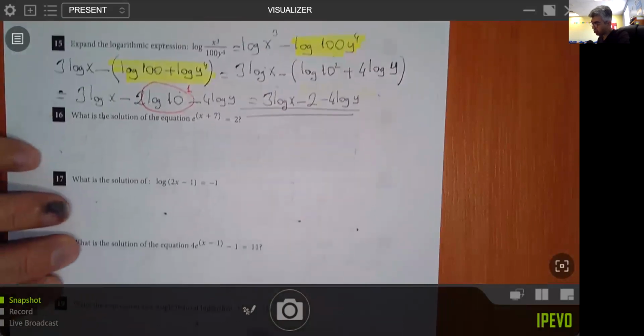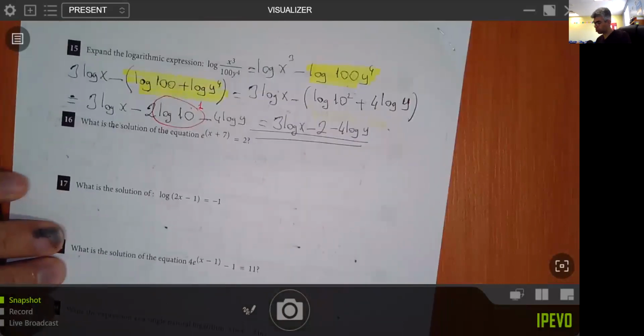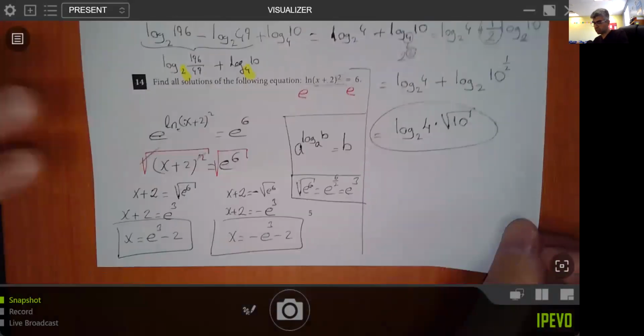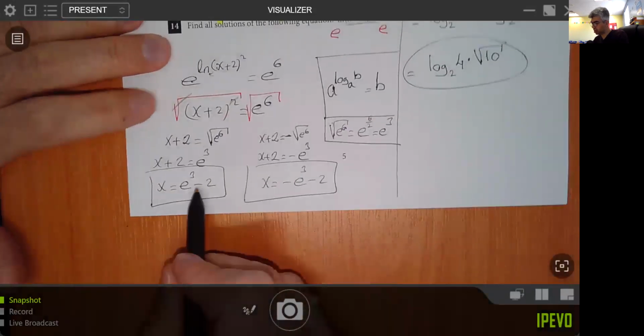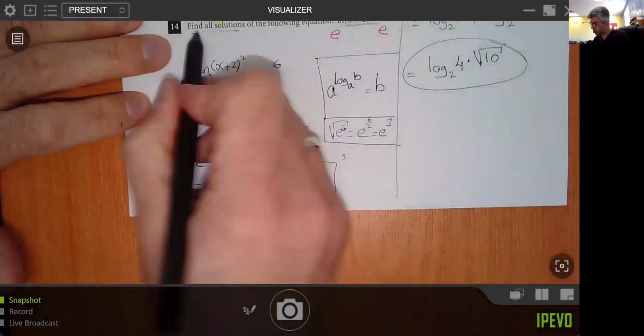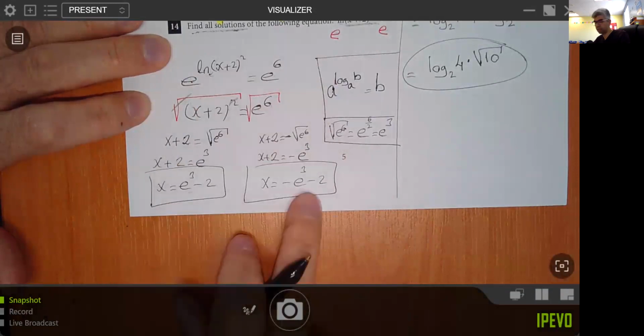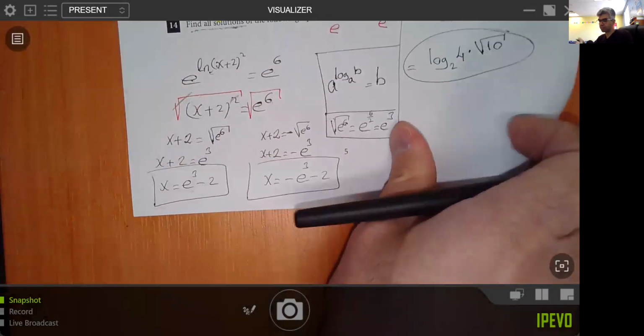Number 16. Oh, by the way, I see a question. So 2 solutions, the previous one? Yes, there are 2. Find all solutions, and we have two solutions here, first and second. Thank you for asking your questions, guys.